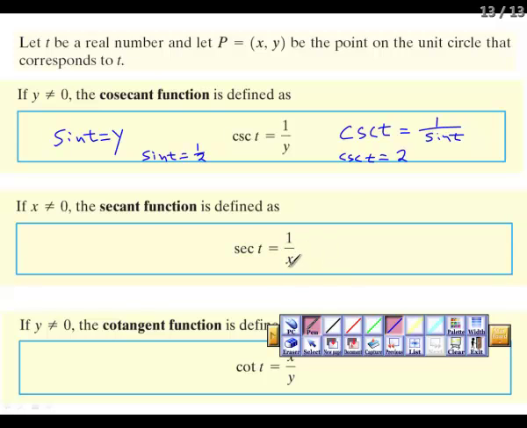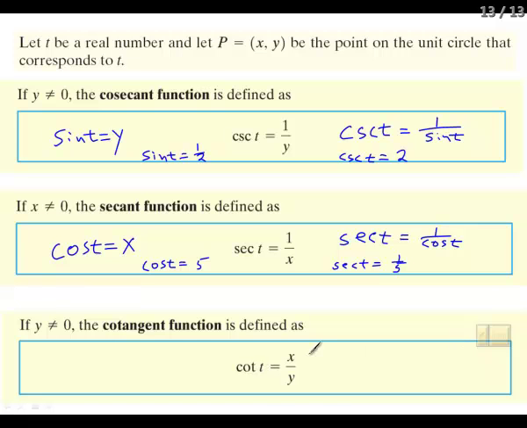Secant is the reciprocal of cosine. So if cosine t equals x, then secant t is 1 over x. So we can also say that secant t is equal to 1 over cosine t. So if we were to say that cosine t equals, let's say, 5, then secant t is the reciprocal of cosine, so that would be 1 over 5, and so on.